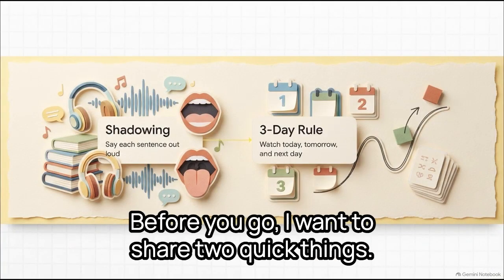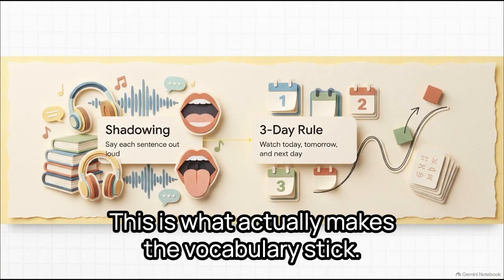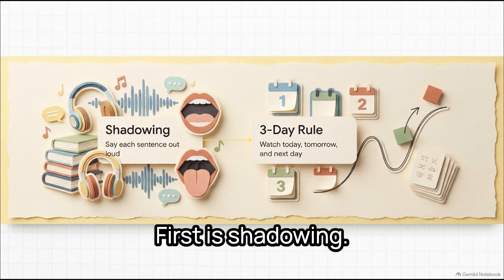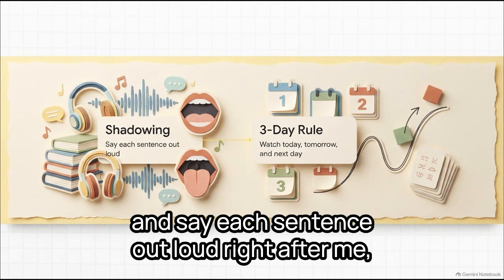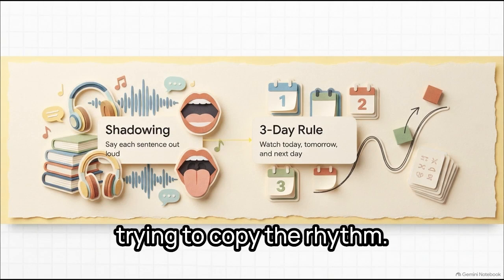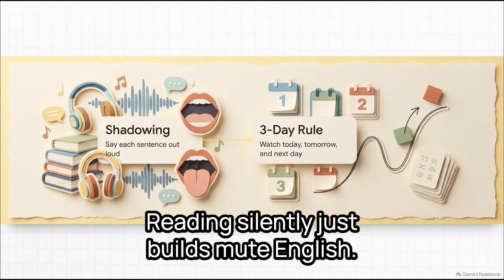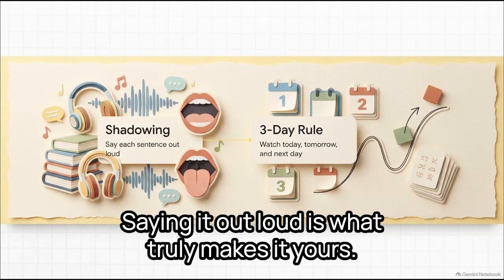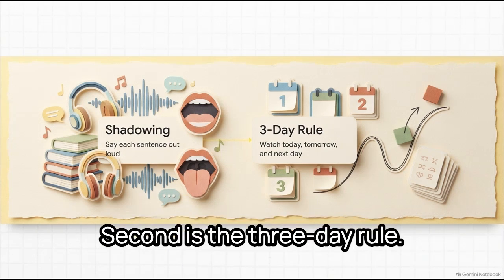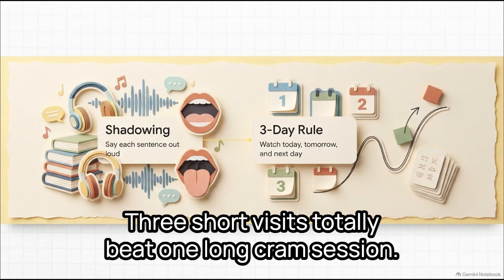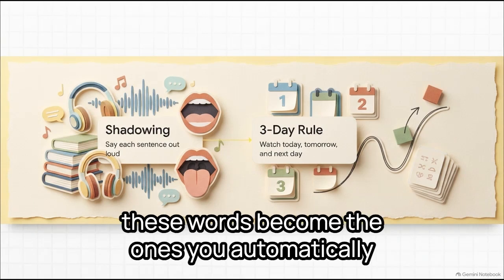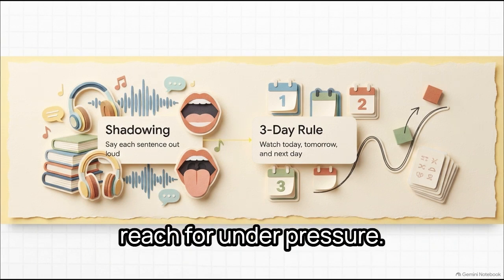Before you go, I want to share two quick things. This is what actually makes the vocabulary stick. First is shadowing. After we're done, go back through the review list and say each sentence out loud, right after me, trying to copy the rhythm. Reading silently just builds mute English. Saying it out loud is what truly makes it yours. Second is the 3-day rule. Watch this explainer once today, once tomorrow, and once the day after. 3 short visits totally beat 1 long cram session. That's how you beat the forgetting curve, and how these words become the ones you automatically reach for under pressure.